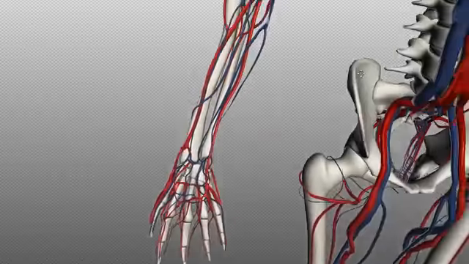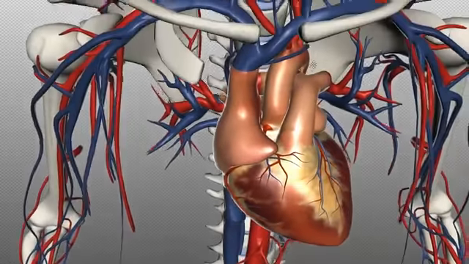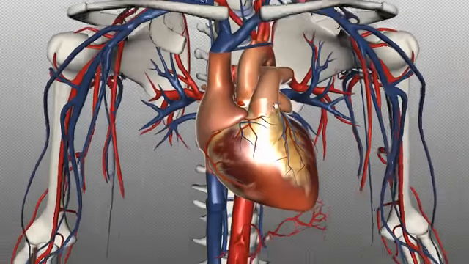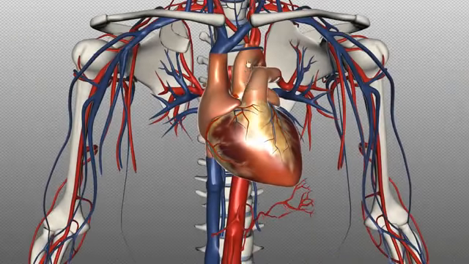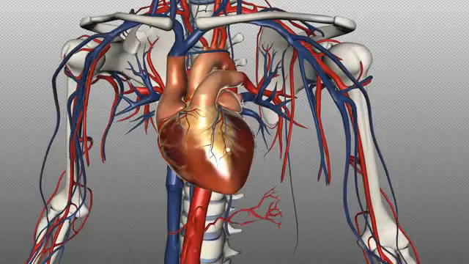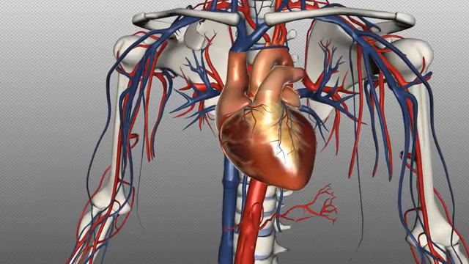I'm just going to return back to the center of the body, back to the aorta, and we're going to follow it now down towards the abdomen and lower limbs. The aorta can be divided into 5 sections.